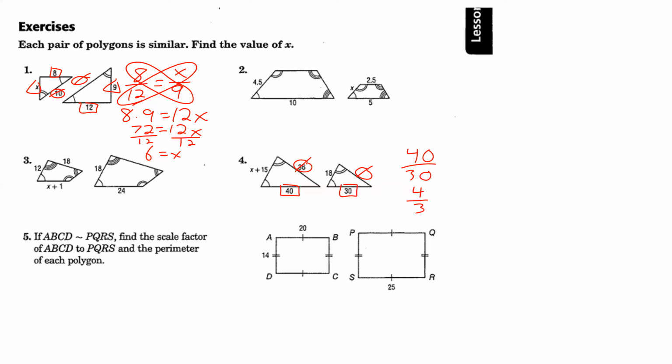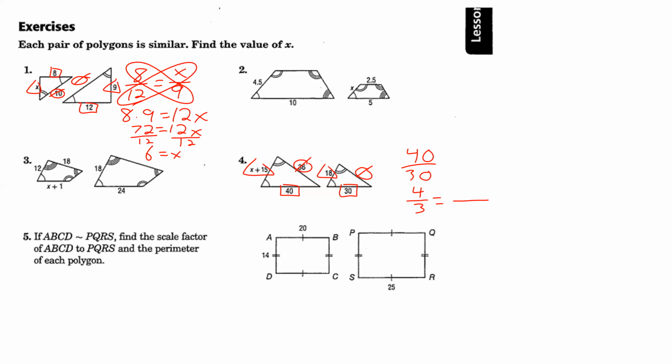And if I reduce this value down, this is what we can actually call our scale factor. So 4 to 3 is a scale factor between these two figures. And I can use that scale factor instead of using one of the sides. So now I have 4 over 3, and I need to solve for x. On this side, I have x plus 15. On this side, I have 18.